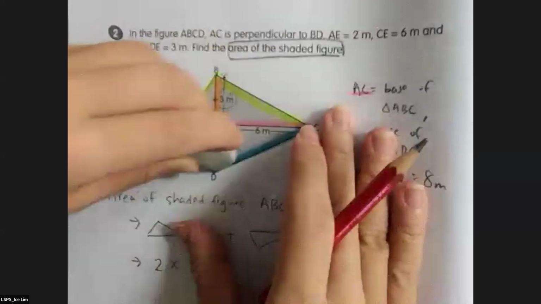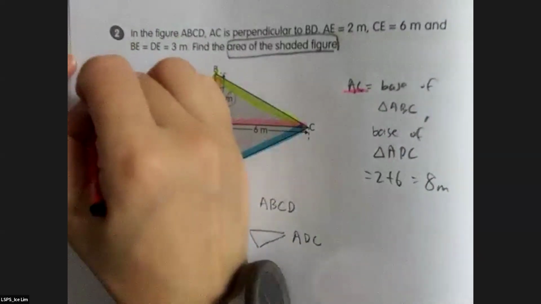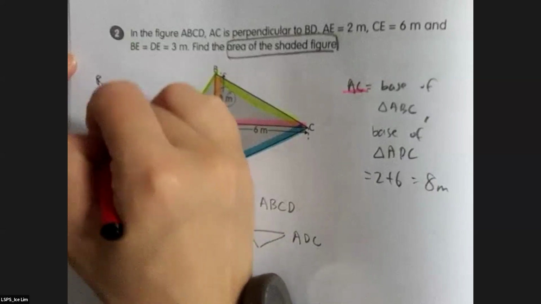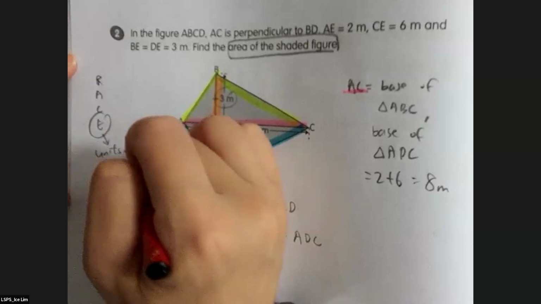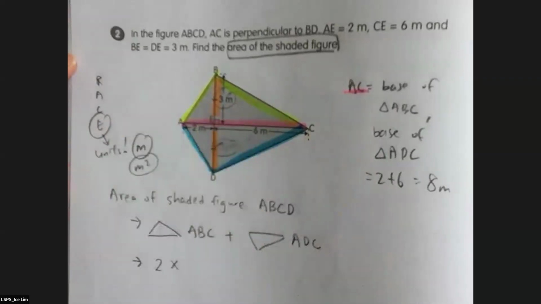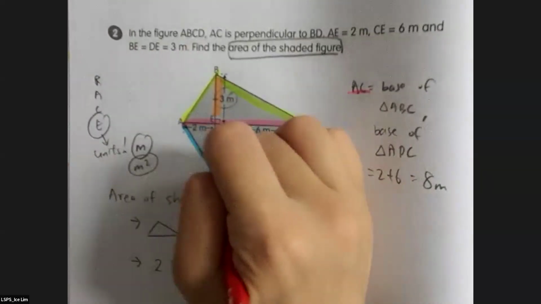Oh, not centimeters. See, I made a mistake. Better write it down: meters and square meters. I wrote down 3 centimeters just now.